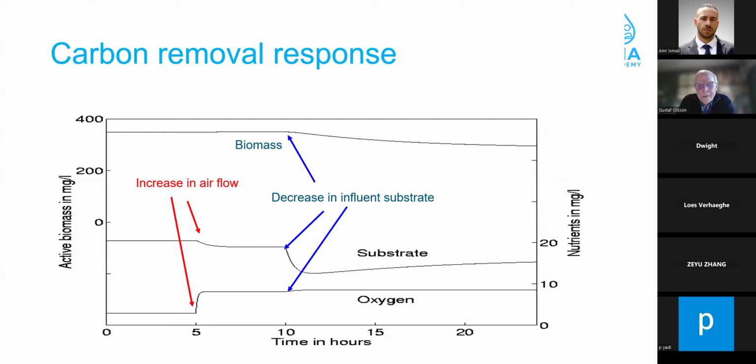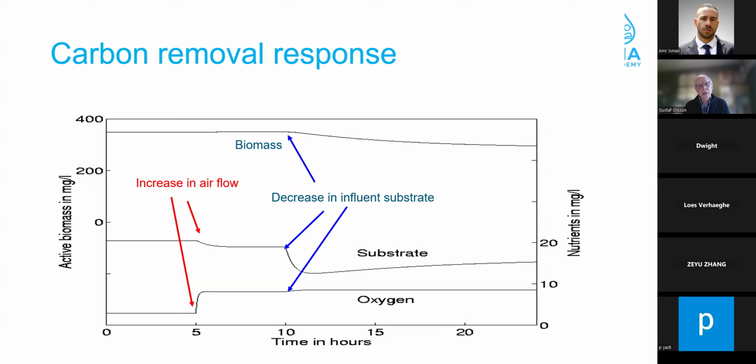Now at time 10, then we decrease the substrate concentration in the influent. And then you can see, of course, the substrate concentration in the reactor goes down in about an hour. You can see the oxygen is slightly going up because the organisms need less oxygen. And the biomass is going down because there's simply less food.